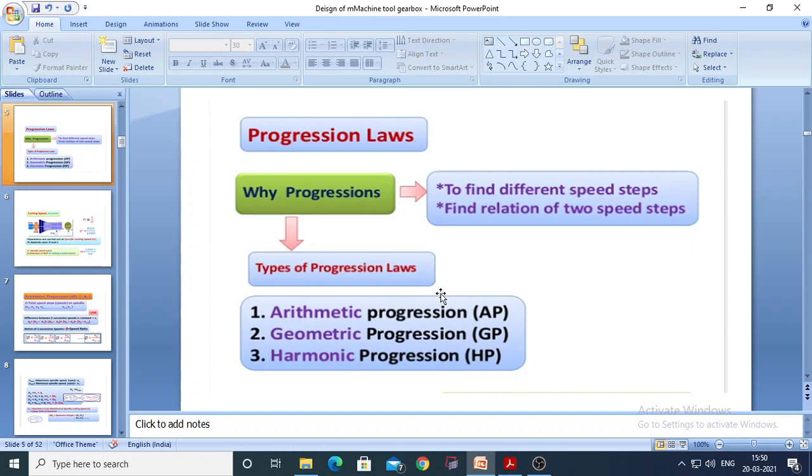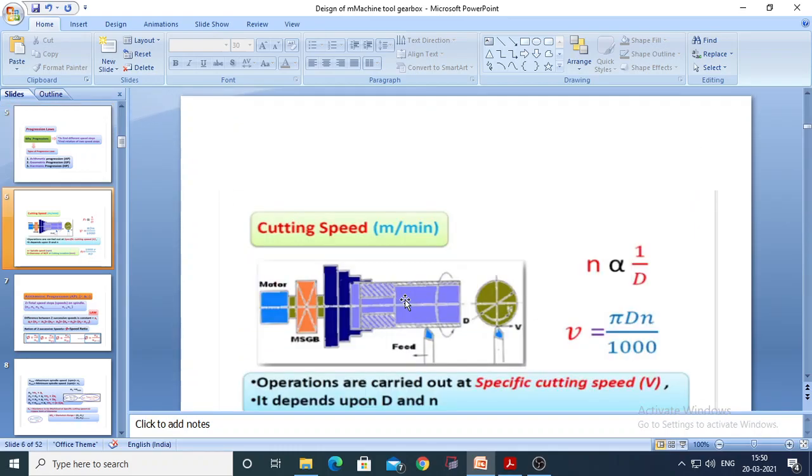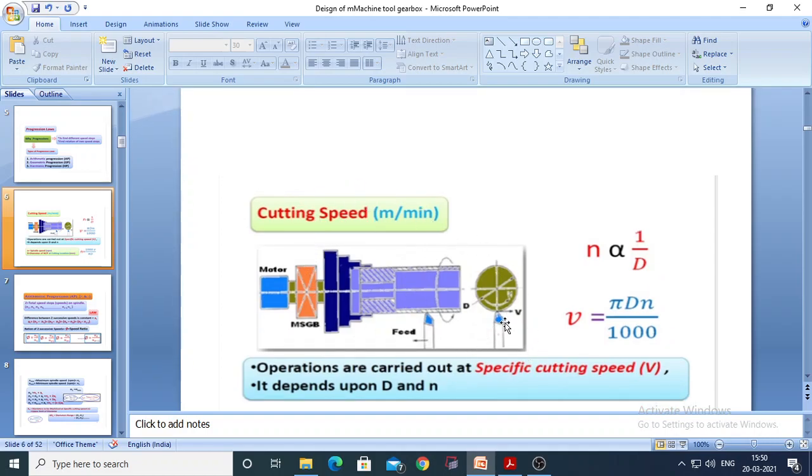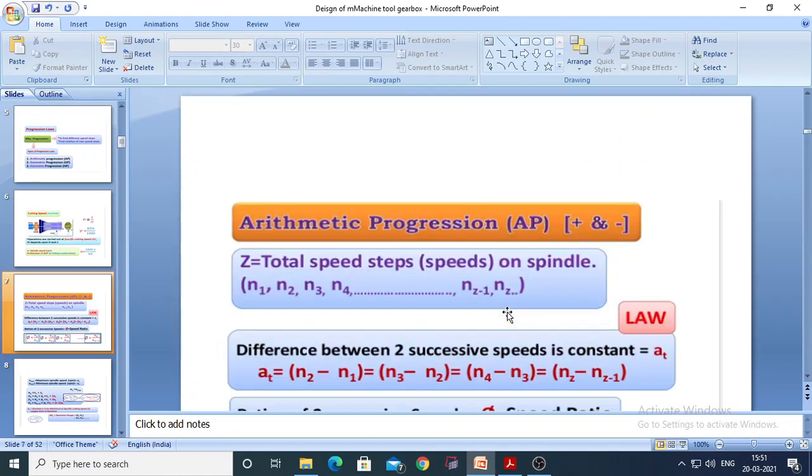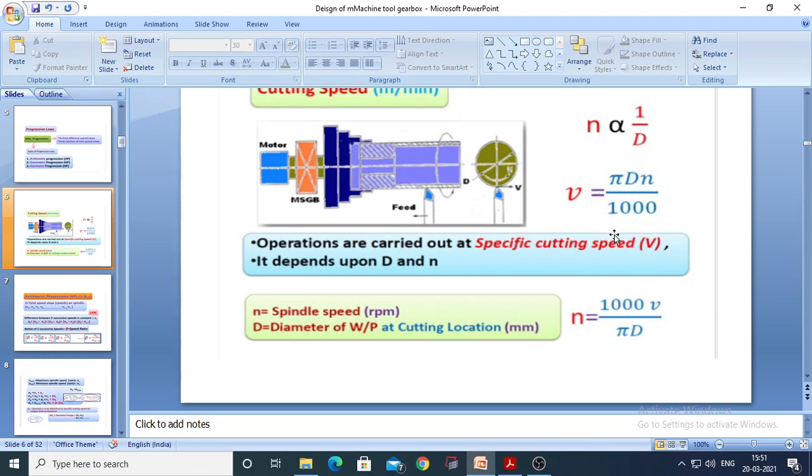definition of each law. Okay, then next, in this figure you have the cutting speed in meter per minute, which means the spindle speed is directly proportional to 1 by d, the cutting diameter. You know the formula V is equal to pi dn divided by 1000. When we carry out an operation at a specific cutting speed, it depends on two variables: the diameter of the given component and n, the spindle speed. Remember that. If you simplify this formula, then you will get n is equal to 1000 V divided by pi d.